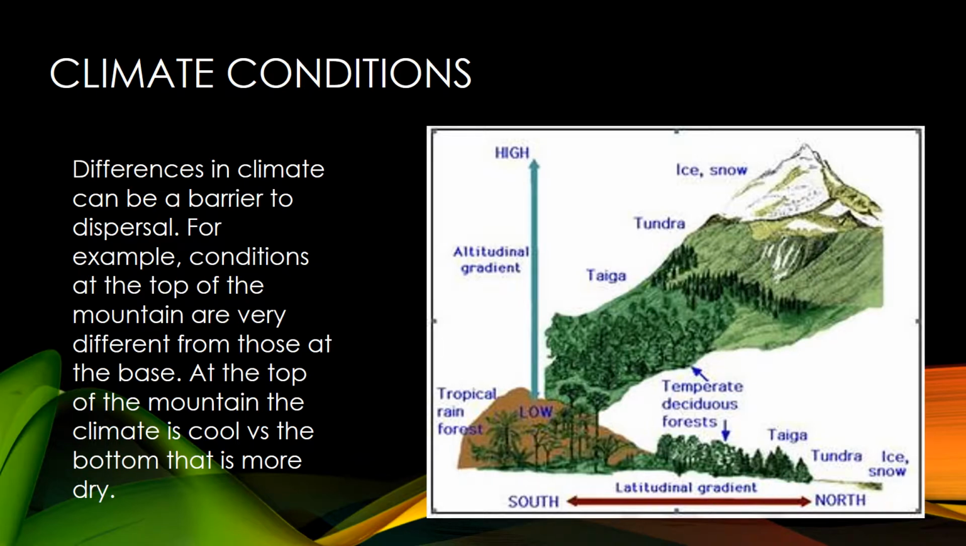Climate conditions also affect biogeography. Differences in climates can be a barrier to the dispersal of plants and animals. Cactuses don't often need a lot of water or cold. This is why you don't see them in the tundra or where there's a lot of snow.